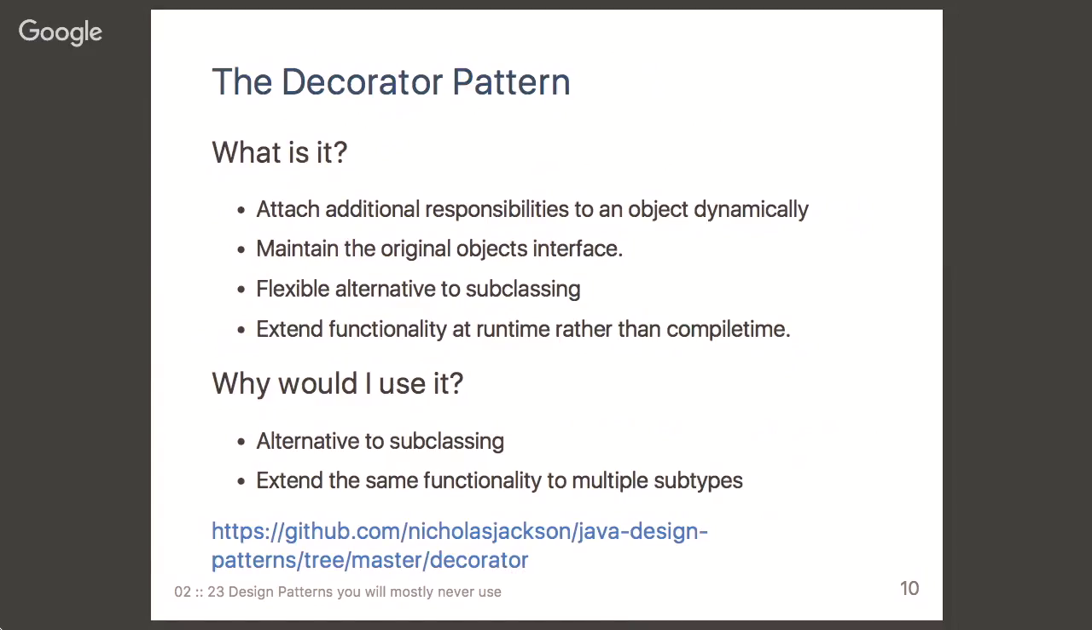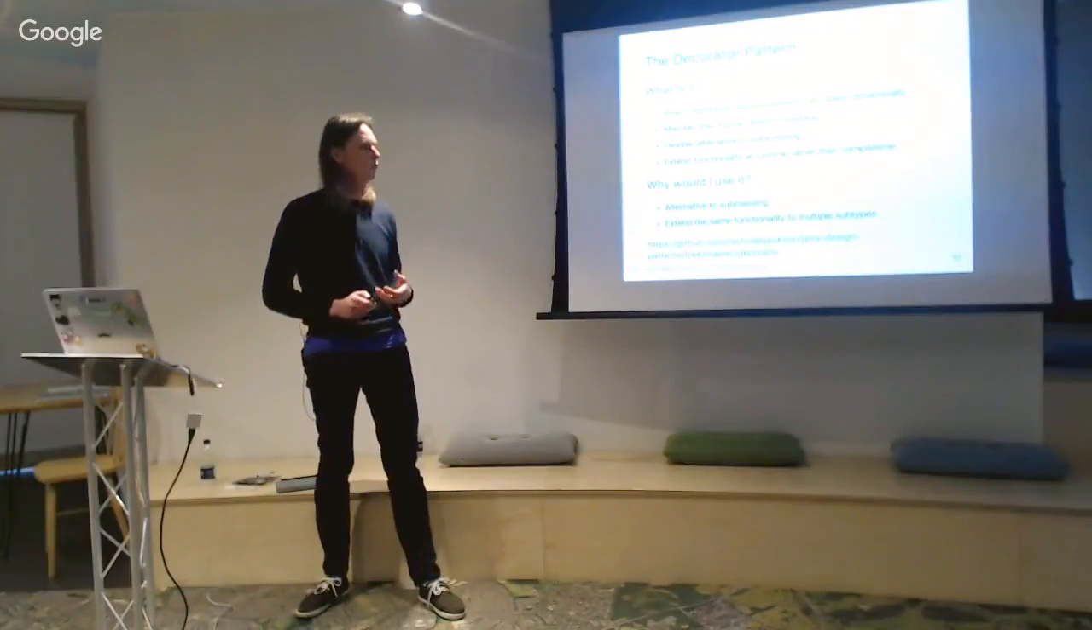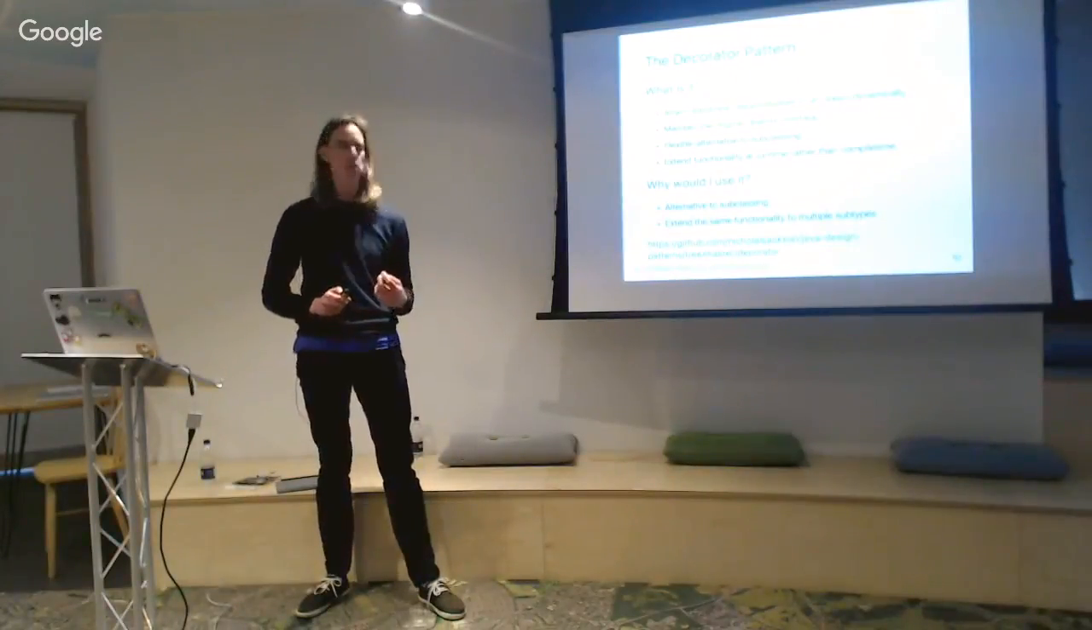So the decorator pattern. The decorator pattern is also a really useful pattern when you're dealing with things like legacy code, because sometimes you can't change the interface of an object. Sometimes an object has really ugly interfaces, and sometimes you maybe just want to change things around at runtime rather than having to bake them in at compile time.